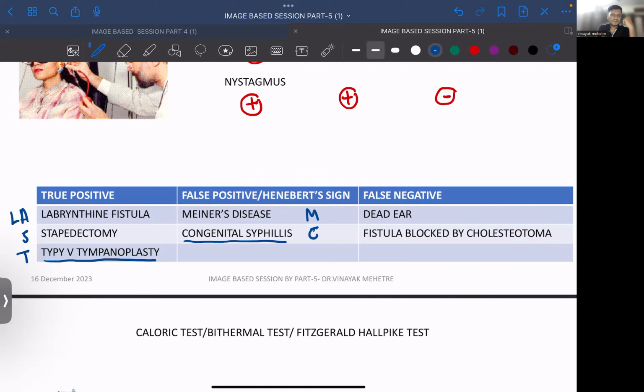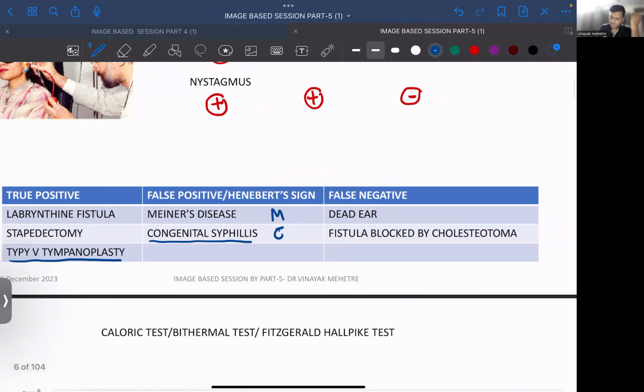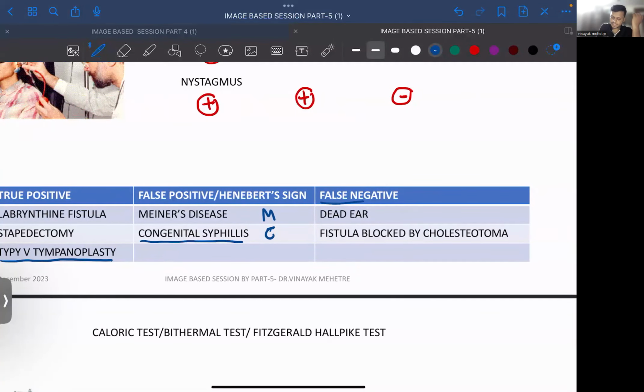False negative: dead ear, or fistula blocked by cholesteatoma. That means it is in CSOM, right? CSOM has cholesteatoma, right? So you will get a false negative fistula sign in this. You can remember by the mnemonic DEAF.